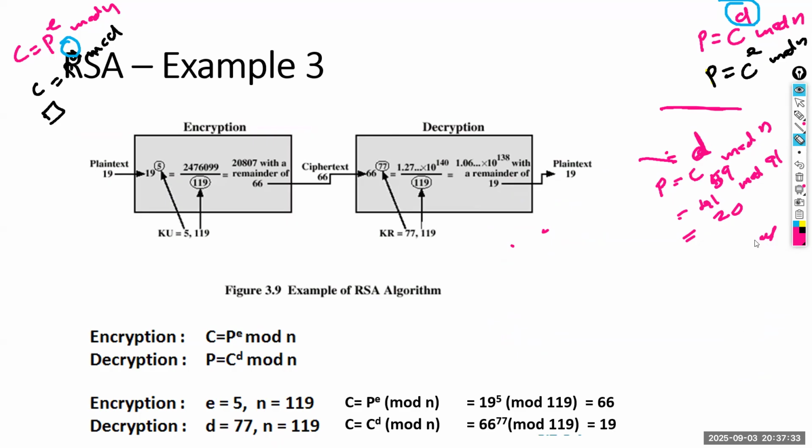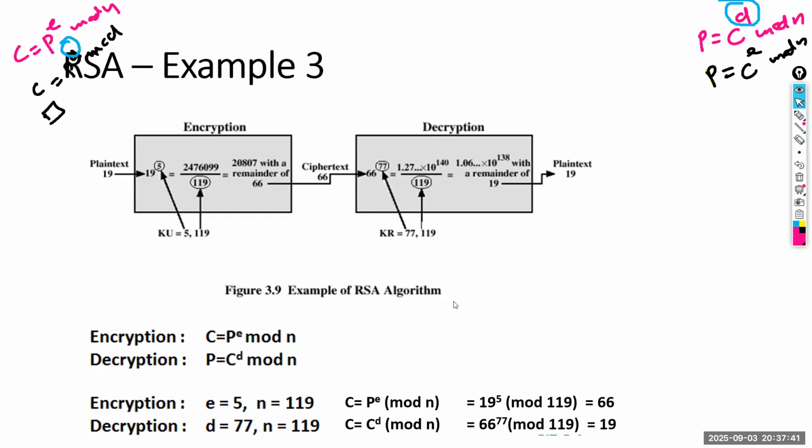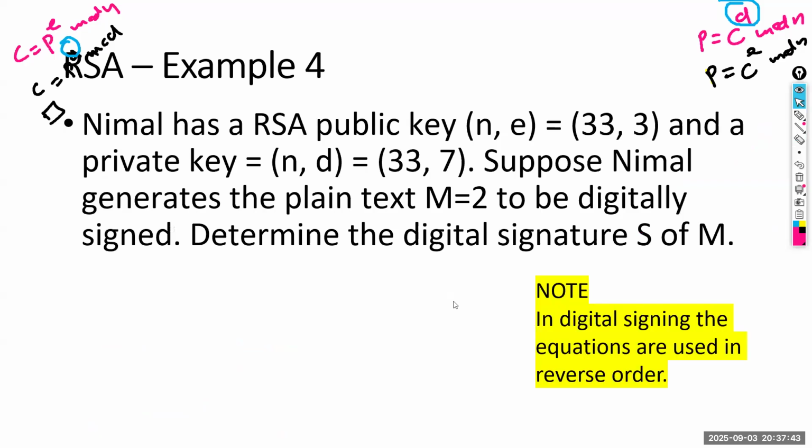Is it clear? Because most of the time there are two questions from the RSA algorithm. So this is a digital signature question. In a digital signature question, you need to use this black formula in reverse. So this formula is here, this formula is here, and the keys are generated by the sender.